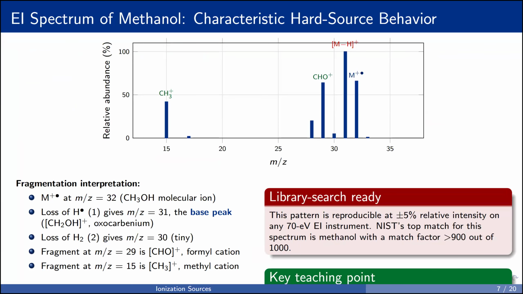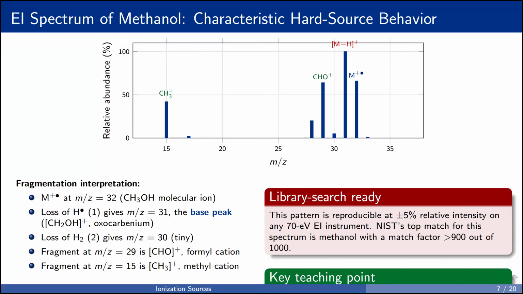Let's have a look at a real EI spectrum. Methanol is about as simple as molecules get, and even for methanol we see substantial fragmentation. The molecular ion at the mass to charge ratio of 32, that's CH3OH plus radical cation, is present, but is about 66% as intense as the base peak.